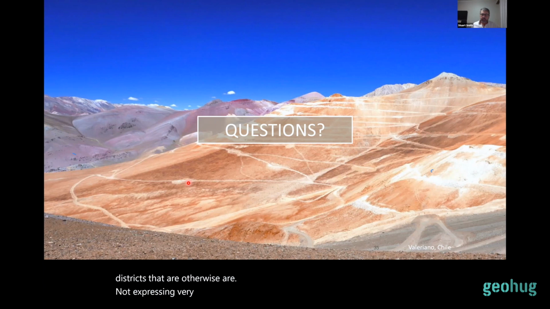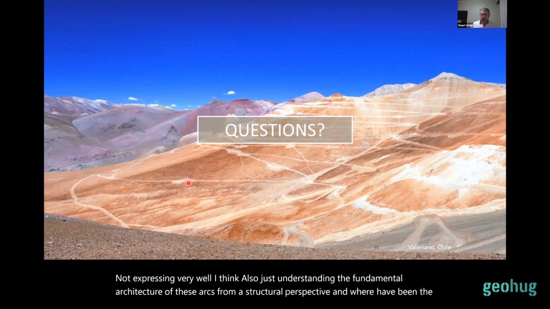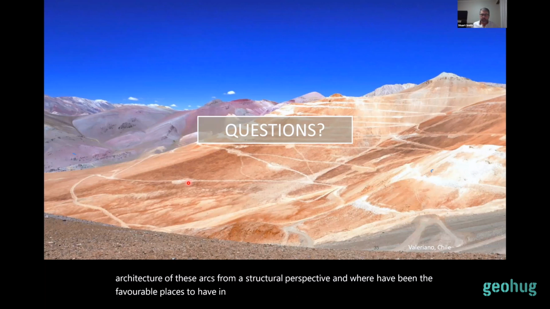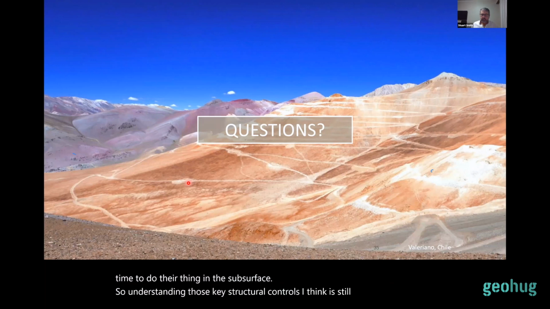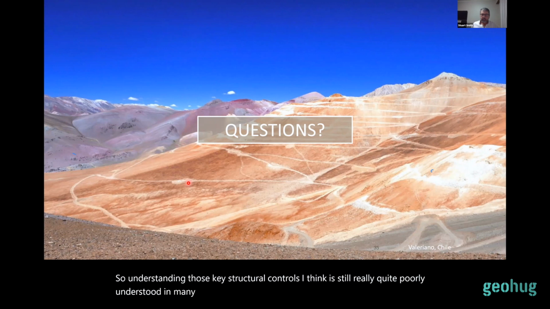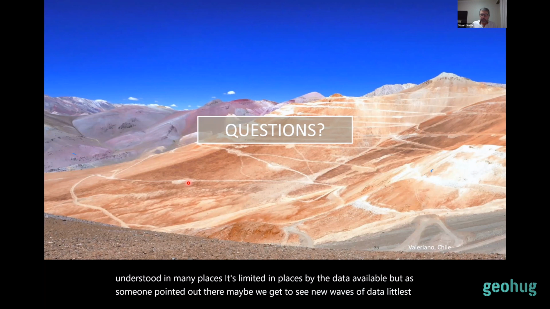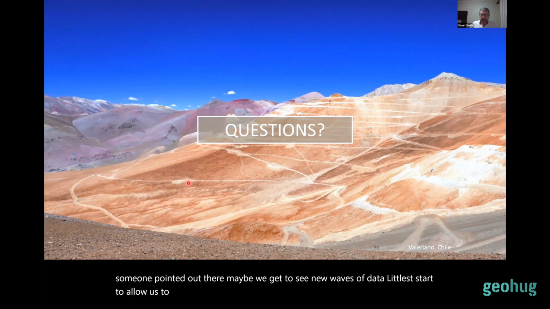I think also just understanding the fundamental architecture of these arcs from a structural perspective, and where have been the favourable places to have in place those fertile magma chambers, giving them time to do their thing in the subsurface. And so understanding those key structural controls, I think, is still really quite poorly understood in many places. It's limited in places by the data available, but as someone pointed out there, maybe we're about to see new waves of data that'll start to allow us to generate those interpretations that can really help us predict those new districts within those belt scale environments.